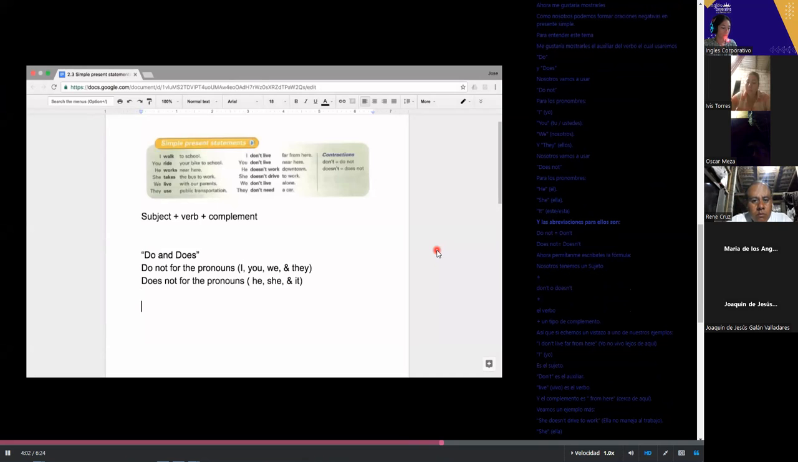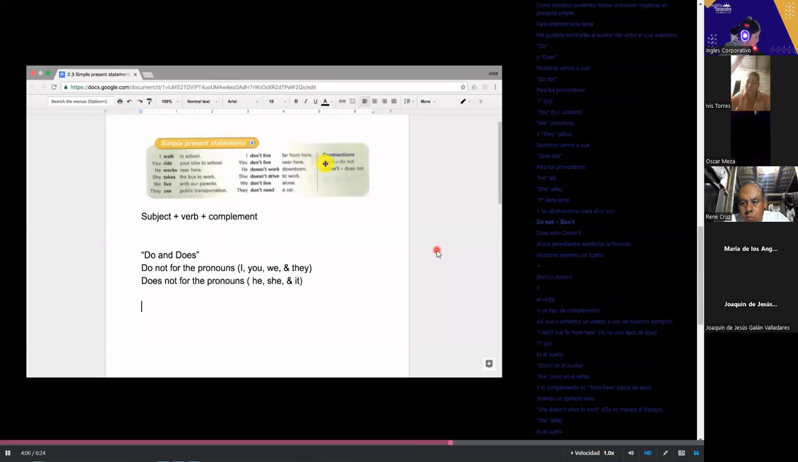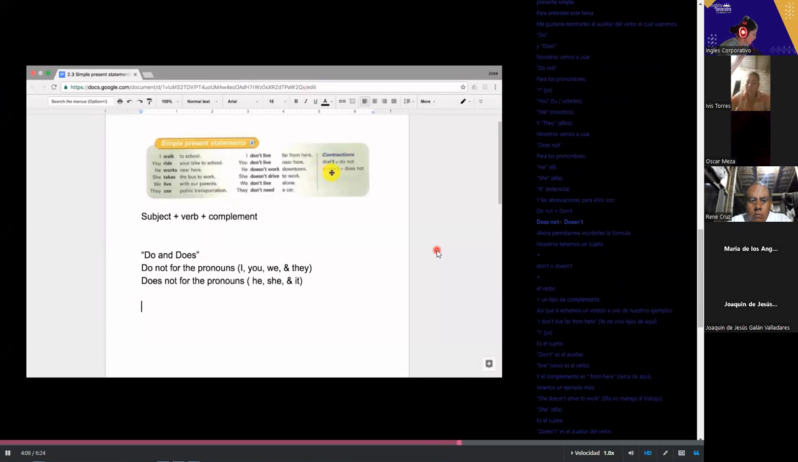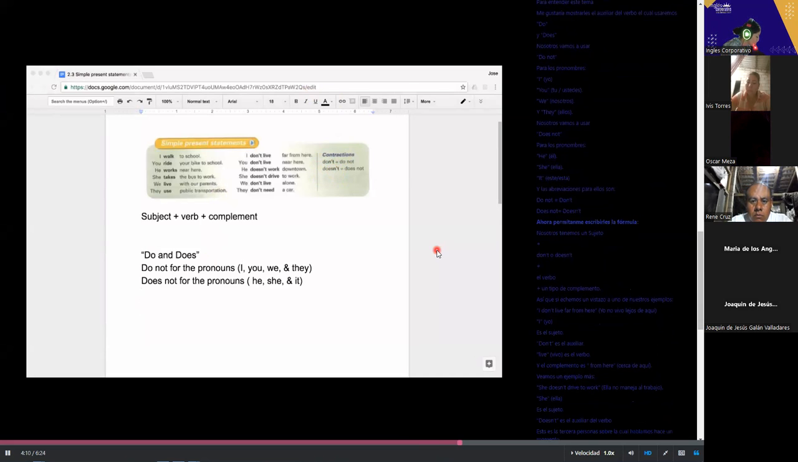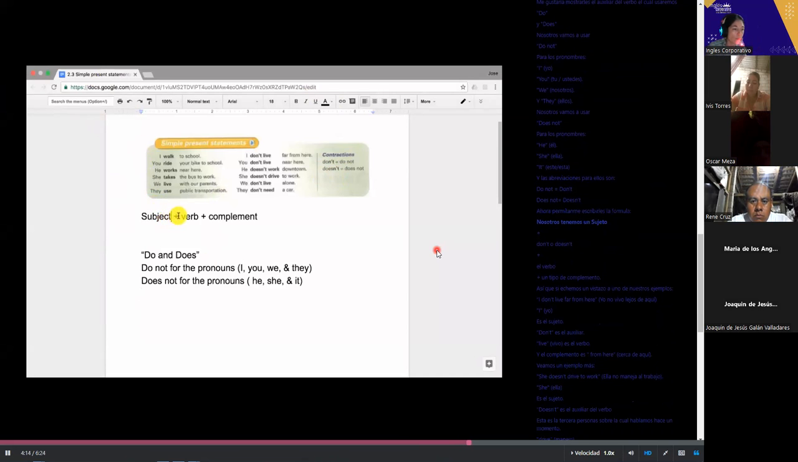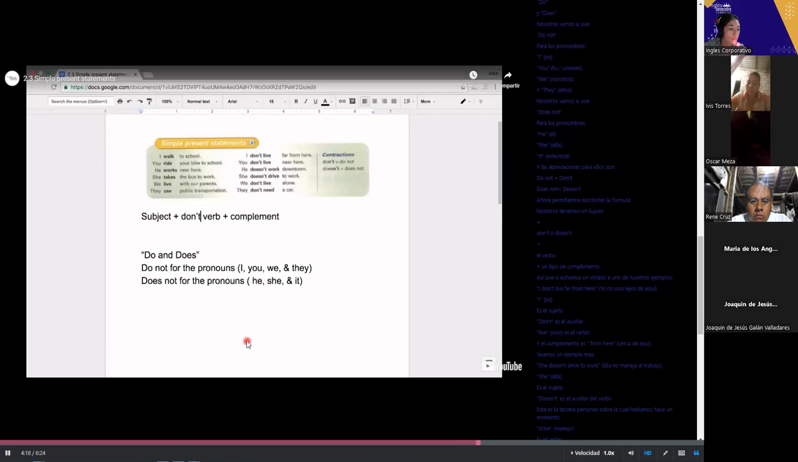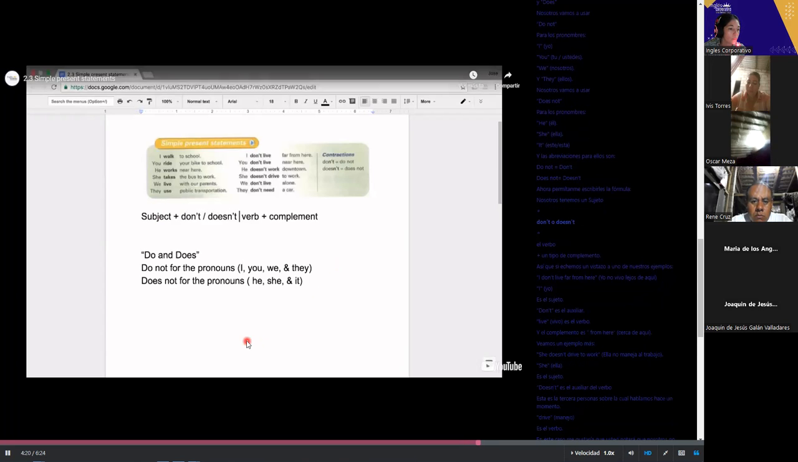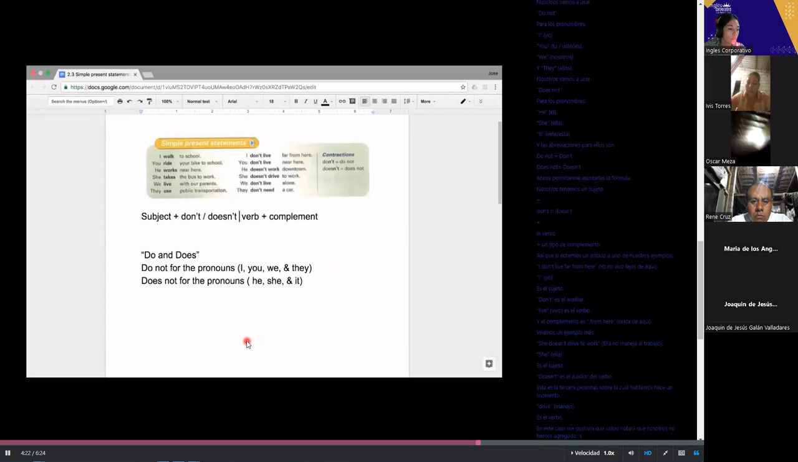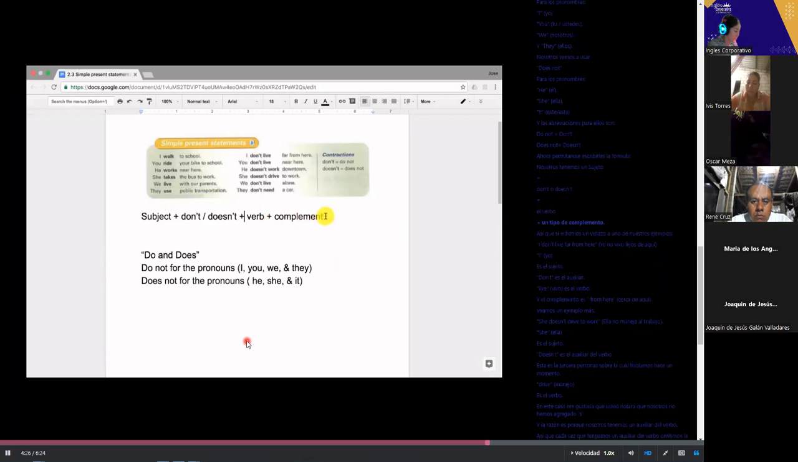And the contractions for those pronouns are don't and doesn't. Now let me write the formula. We're going to have a subject plus don't or doesn't plus the verb plus some kind of complement.